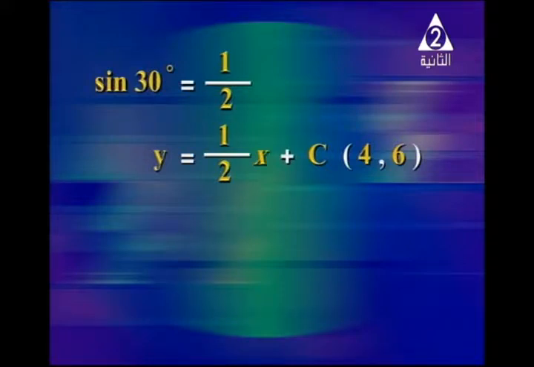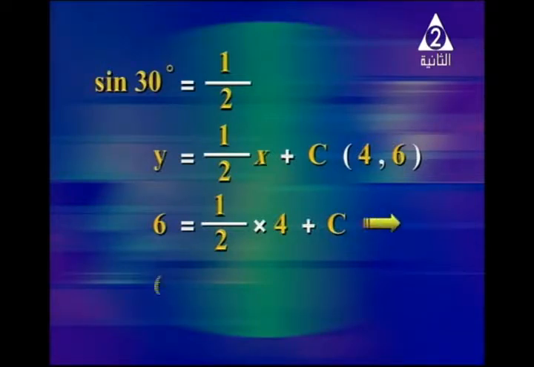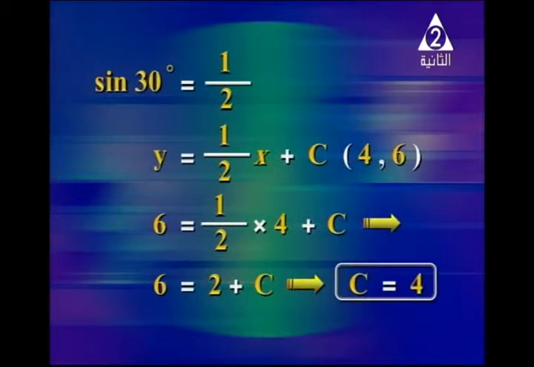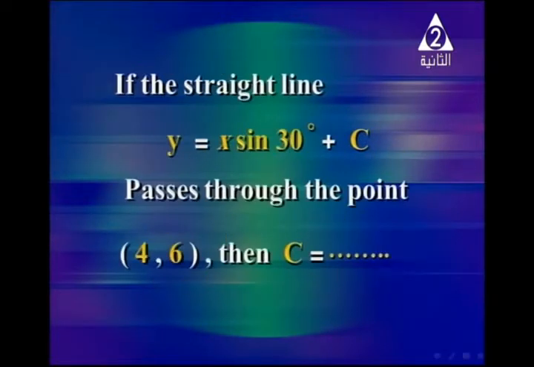So by substituting, 6 equals half multiplied by 4 plus c. In this case, we can say that 6 equals 2 plus c. To find the value of c, we are going to find that c will be 4. And in this case, we can say that the value of c will be 4.